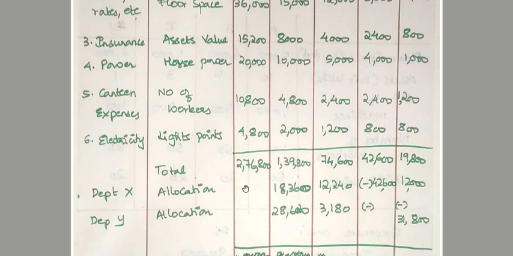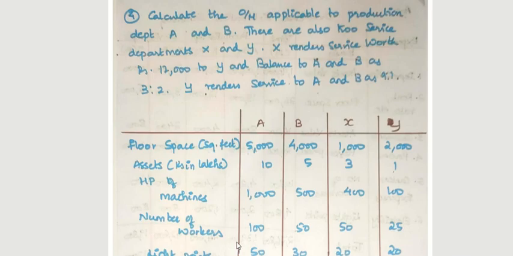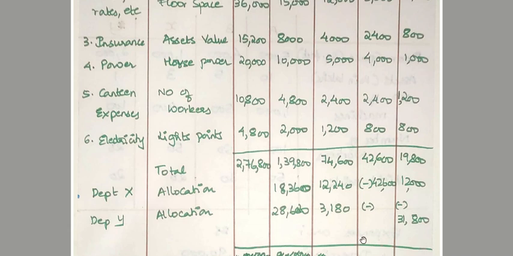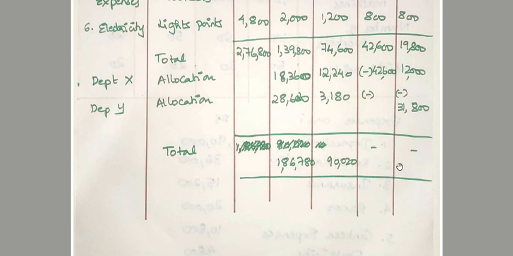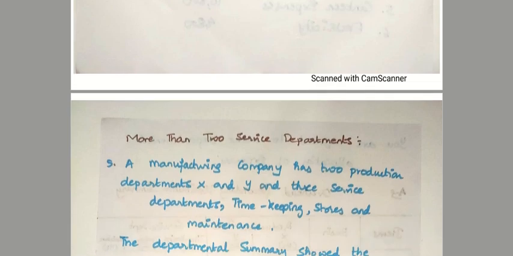Moving on to department Y allocation. So Y renders service to A and B as 9:1. So the department Y expense, 31,800, will be apportioned to departments A and B in the ratio 9:1. So 28,620 and 3,180. And it will not be apportioned to department X, as given in the question. So you will get your total, and for departments X and Y it's a nil figure because you have already apportioned it.